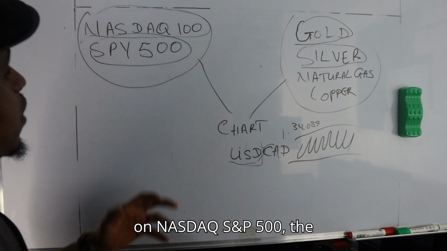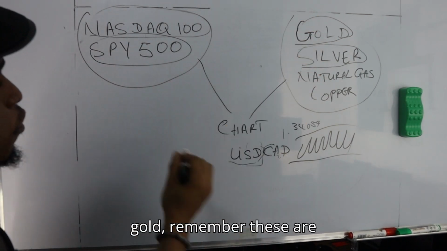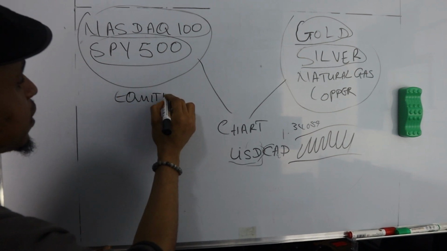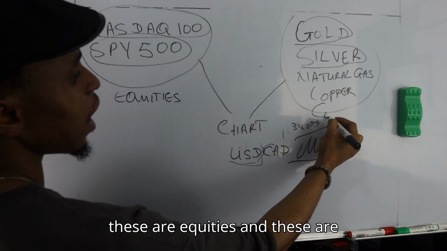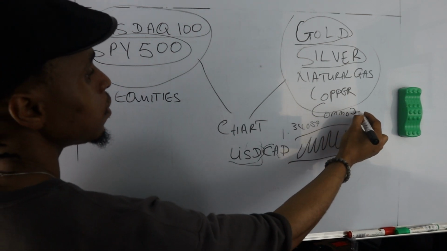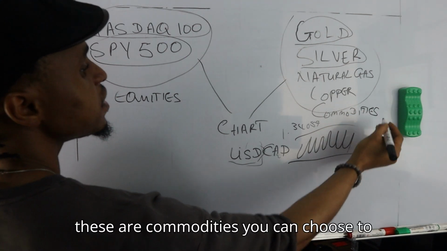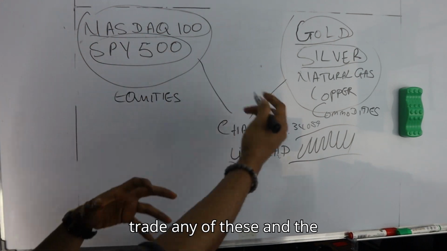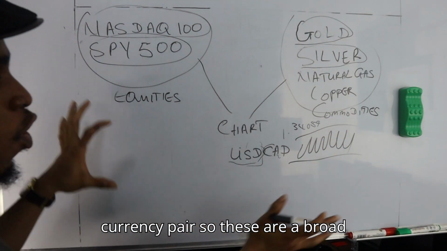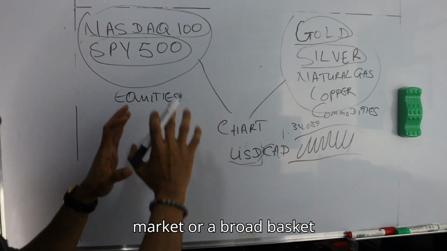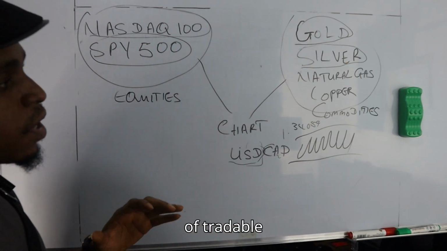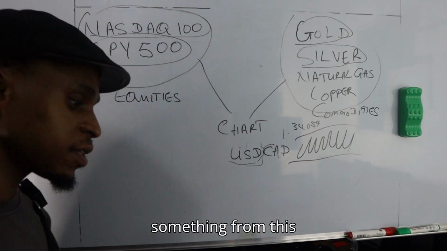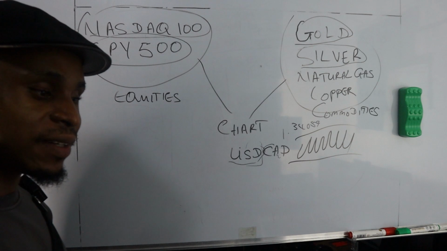And on Nasdaq, S&P 500, remember, these are equities. And gold and these others are commodities. You can choose to trade any of these and the currency pairs. So these are a broad basket of tradable instruments.